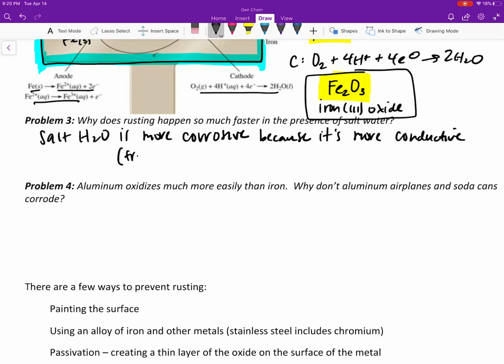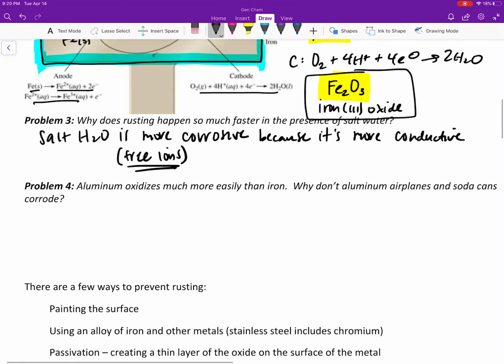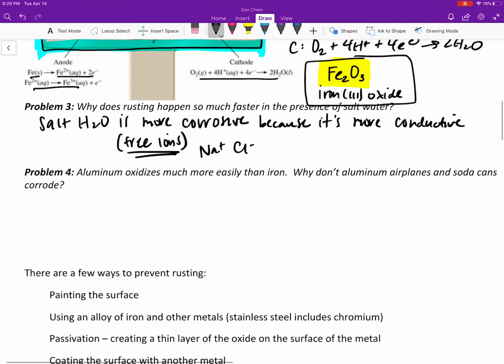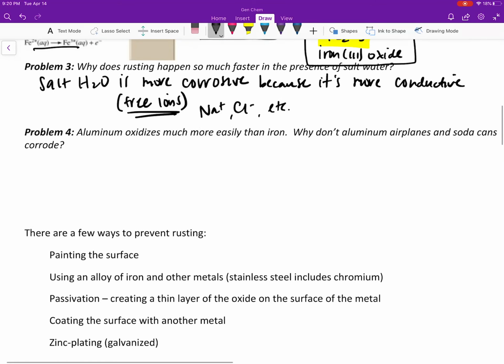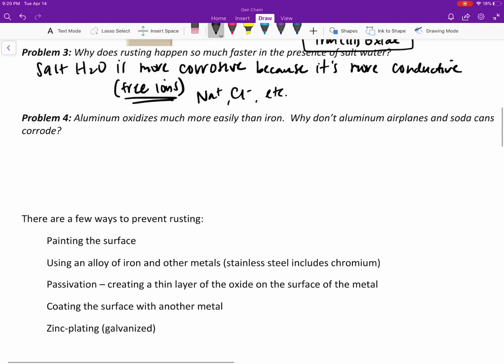It has free ions. Okay? Most of the free ions are going to be things like Na and Cl. Those are the two major components of salt water. But there are other ions available.